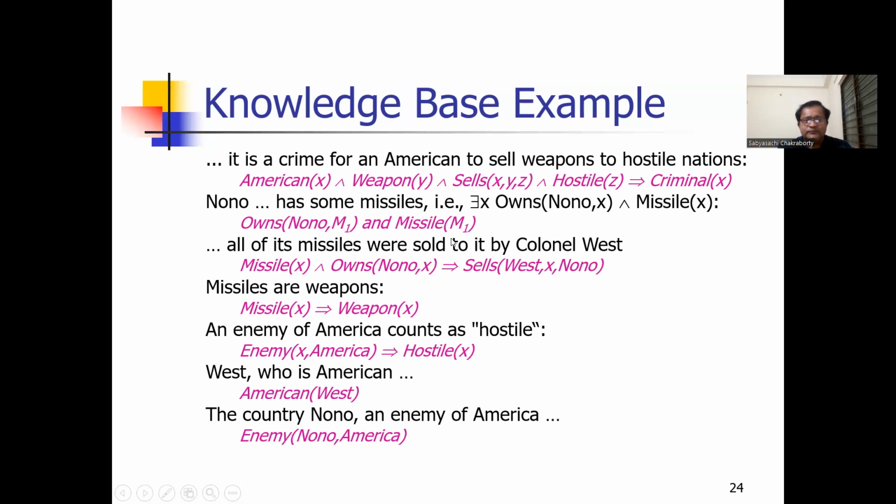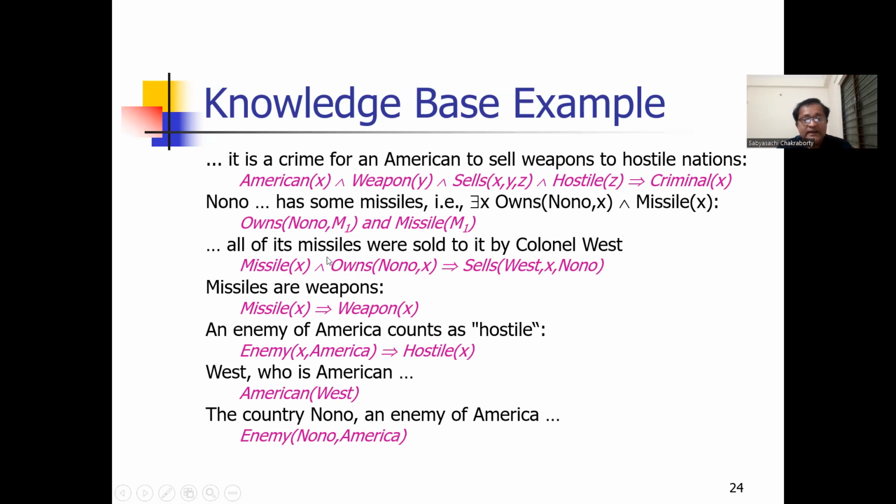So this means Nono owns M1. M1 is a missile. Nono owns M1 and M1 is a missile. All of its missiles were sold to Nono by Colonel West. Colonel West is a person that sells all the missiles. All of the missiles were sold to Nono by Colonel West.